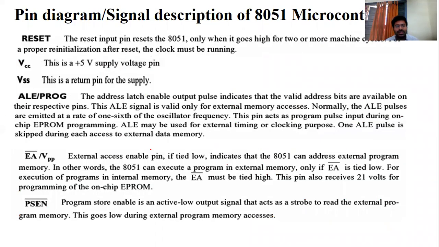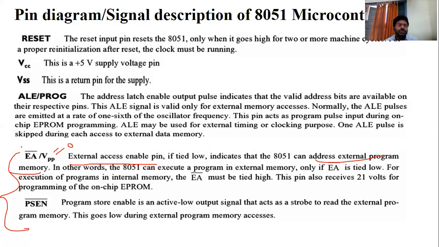What is ALE? You know that it is address latch enable. The important thing here is these two. What is EA? Whenever you want to access the external program memory and perform operations, that is the 64 KB external memory. EA means external access enable pin. You want to access the external memory and execute some programming on it, so we enable that, which means zero.